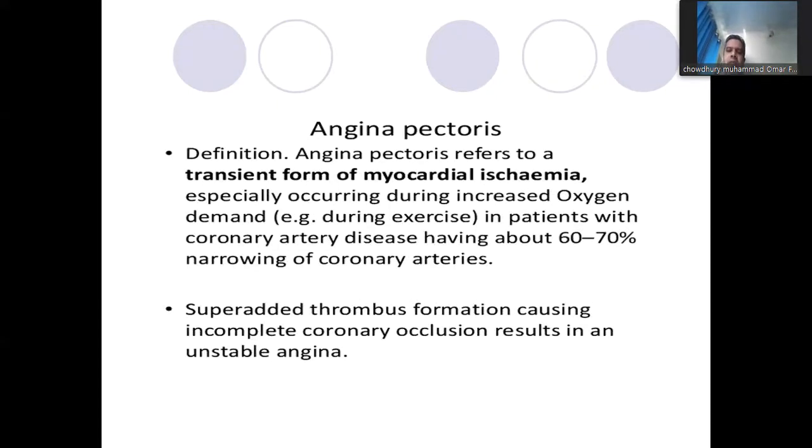Angina pectoris, you know well, is a transient form of myocardial ischemia, especially occurring during increased oxygen demand in patients with coronary artery disease, having about 60 to 70% narrowing of the coronary arteries. And superadded thrombus formation causing incomplete coronary occlusion results in unstable angina.